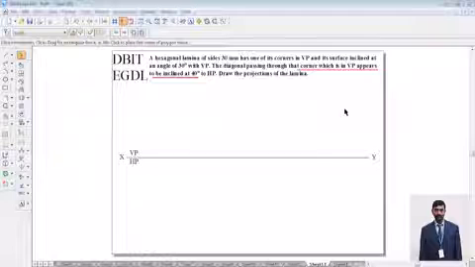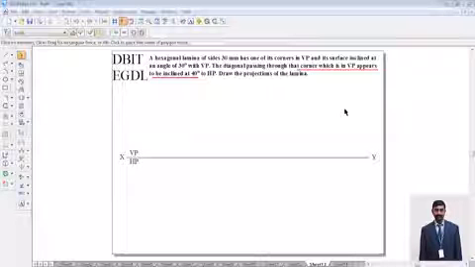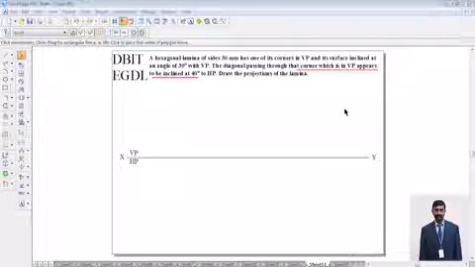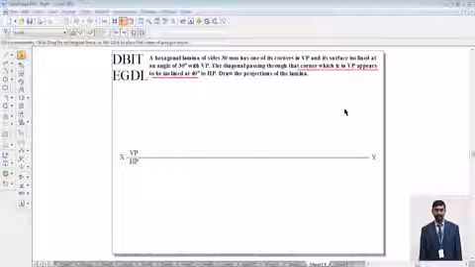Hello everyone. So now we are going to see the hexagonal lamina beta and non-beta problems. The first problem we are going to see is a hexagonal lamina of sides 30 mm that has one of its corners in VP and its surface inclined at 30 degrees with VP, and the diagonal passing through the corner in which the VP appears is inclined at an angle of 40 degrees to HP. So in this problem, we are going to see the word "appears" to be inclined.